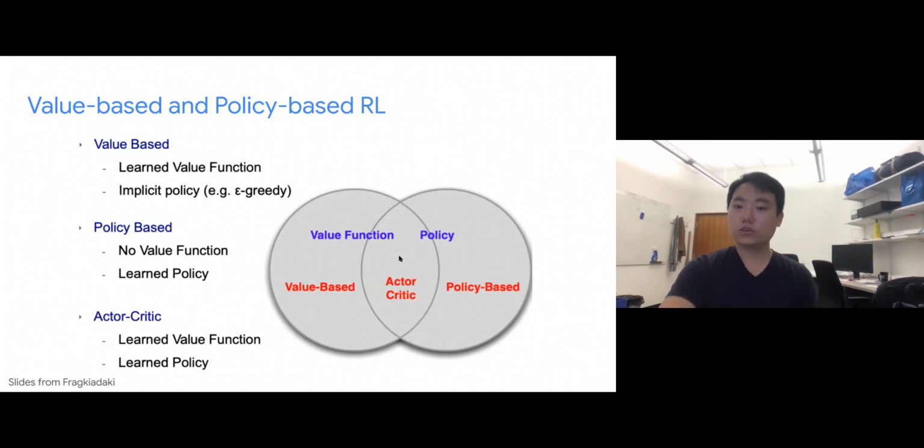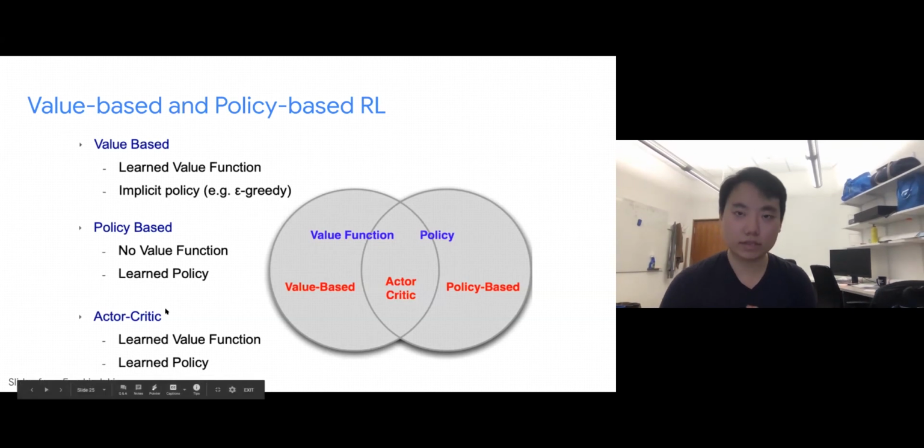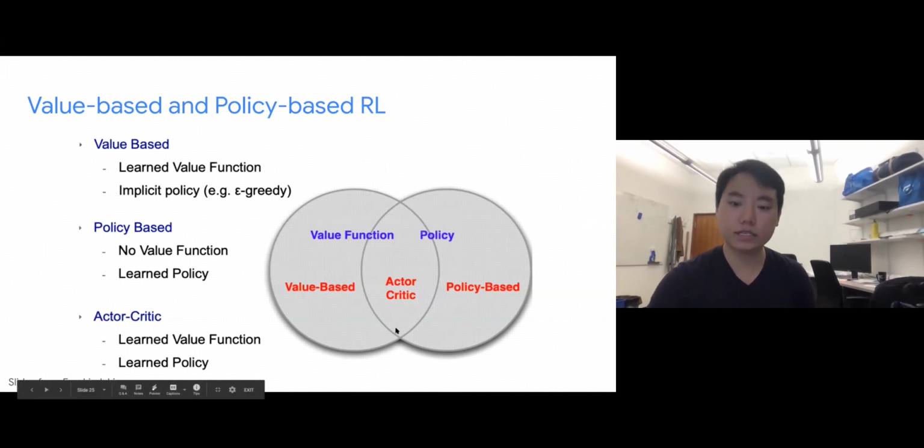So that is the main motivation of today's lectures. On Tuesday, we looked at value-based methods. Today, we're going to go into policy-based methods, which directly learn a policy. And then at the end of the lecture, we're also going to look at this set of methods called actor-critic, which really combines the best of both worlds.